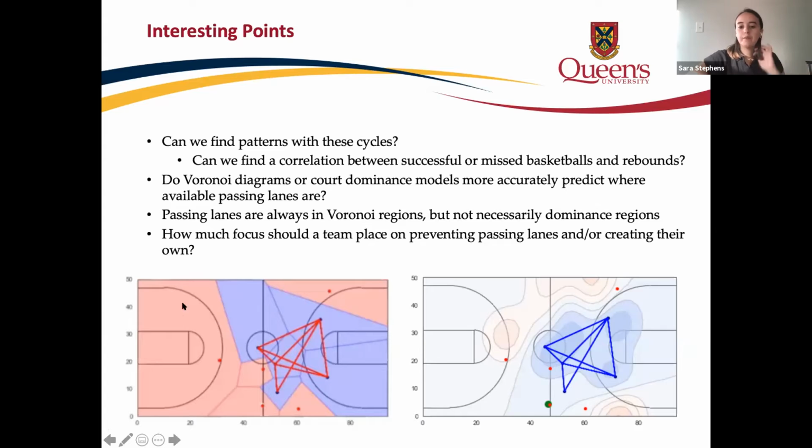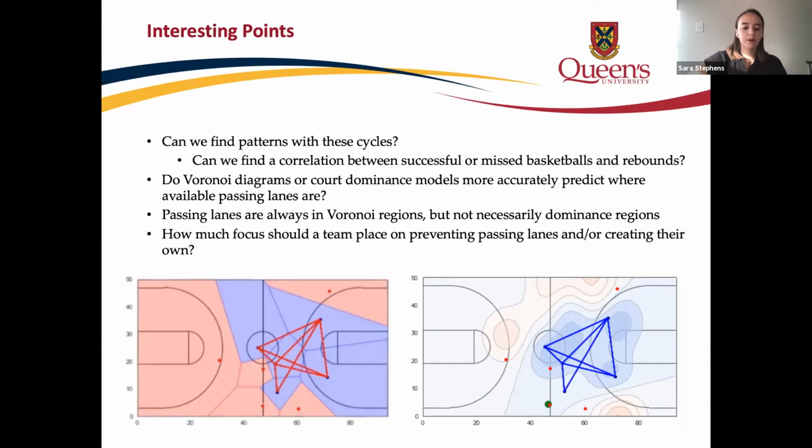And it's interesting to note the comparison between the two models. So the bottom left here, we have the Voronoi diagram and the passing channels, and the bottom right here, we have the court dominance and the passing channels. So which model more accurately predicts where the available passing lanes are? Because as we noted, passing lanes are always in Voronoi regions, but not necessarily in regions of dominance. And so which diagram is better indicative of the regions that the team has control over?